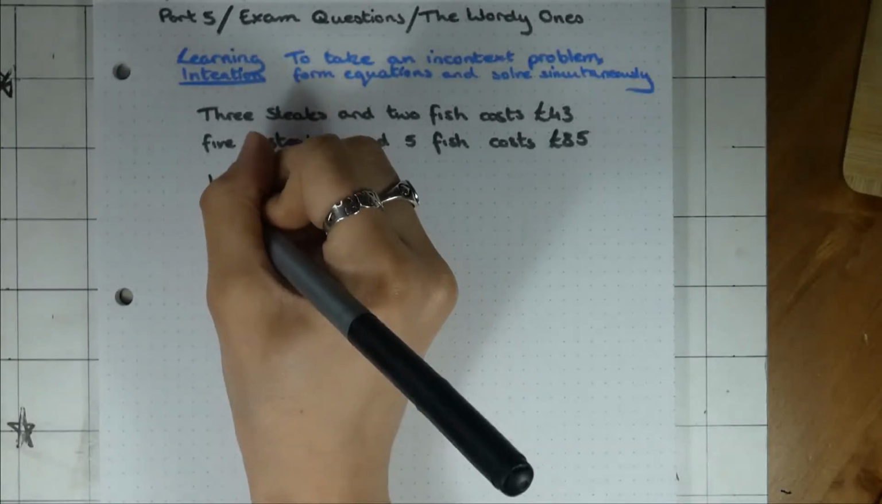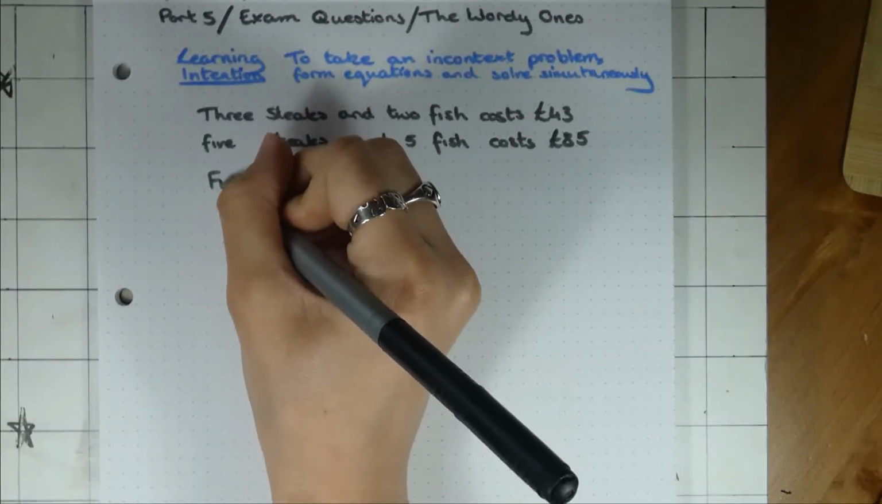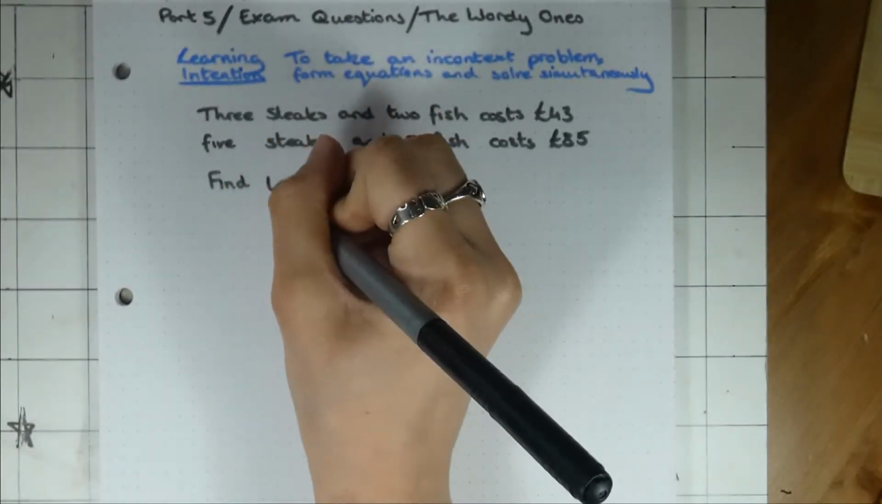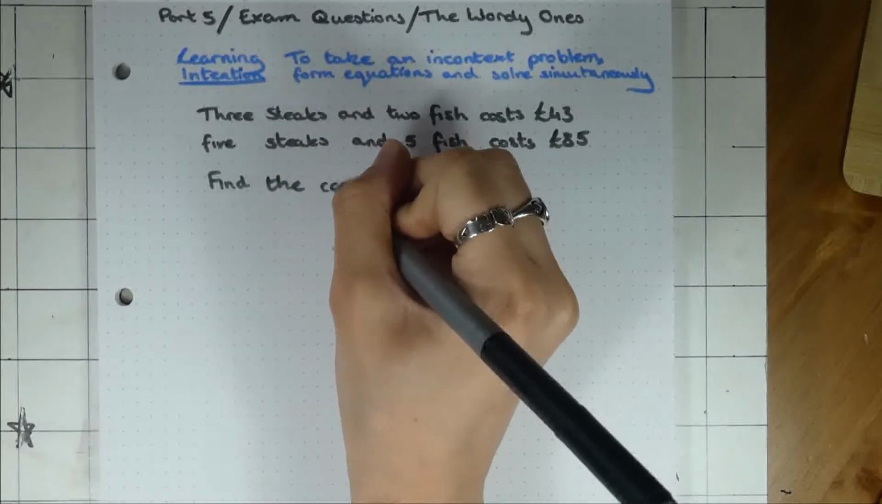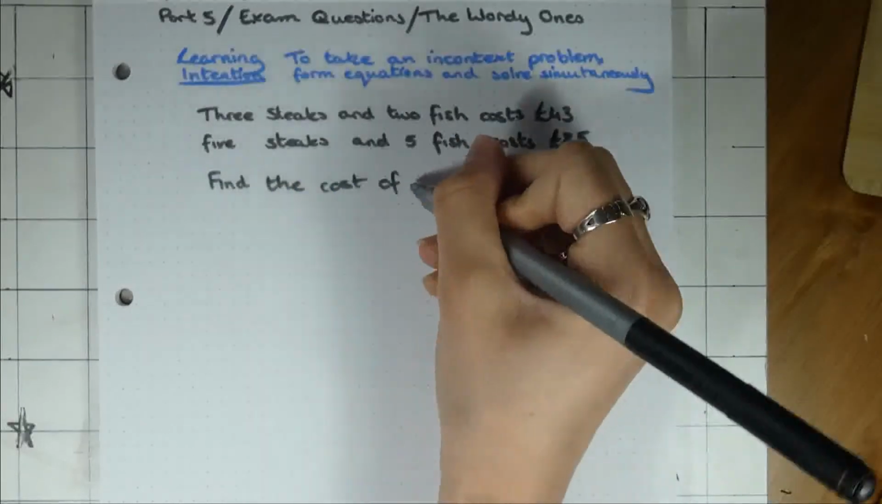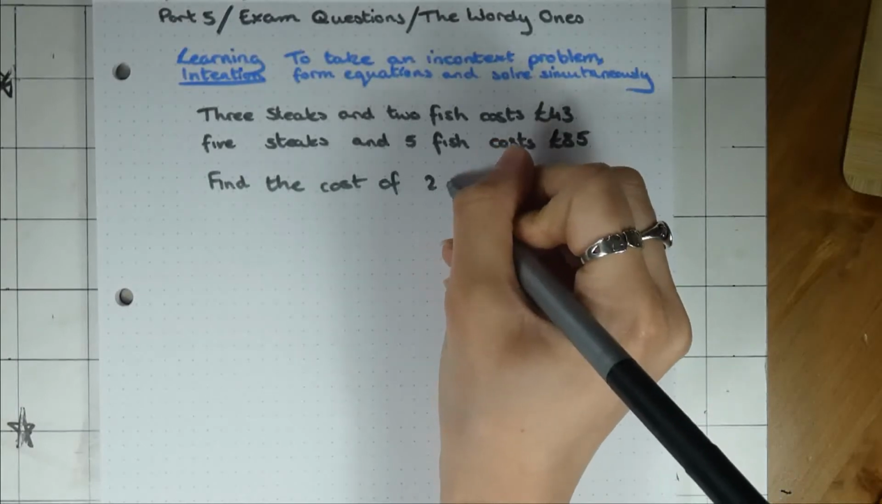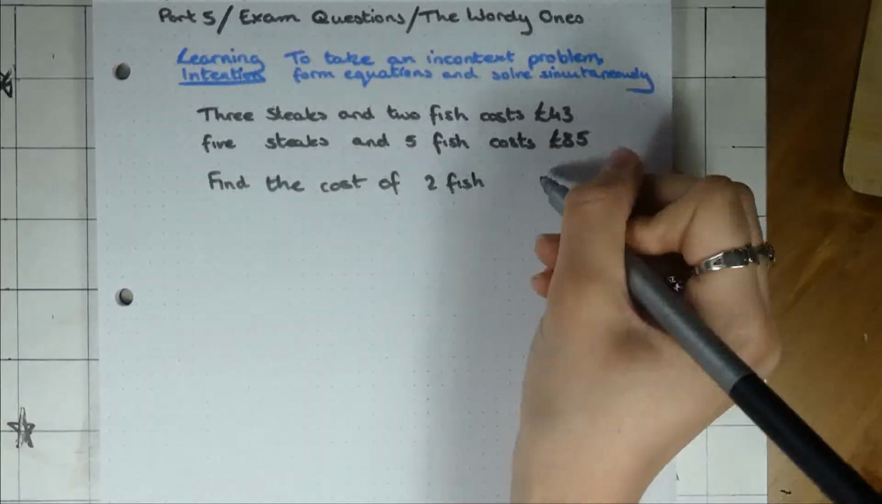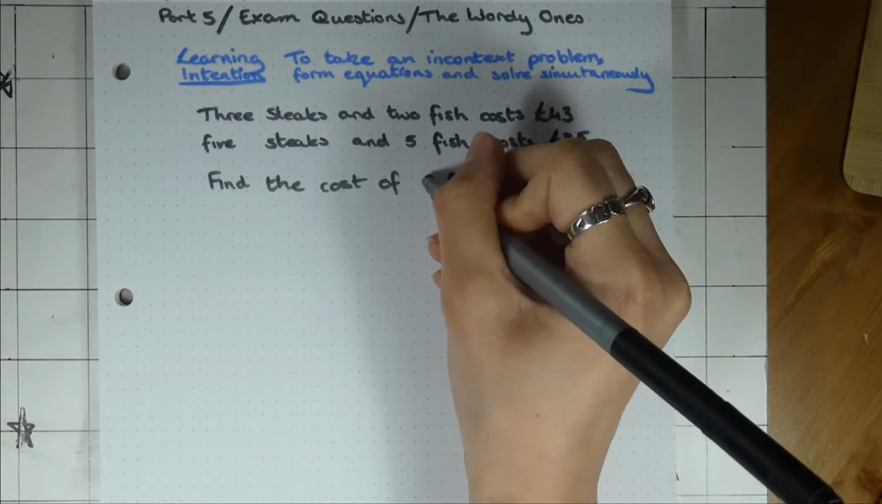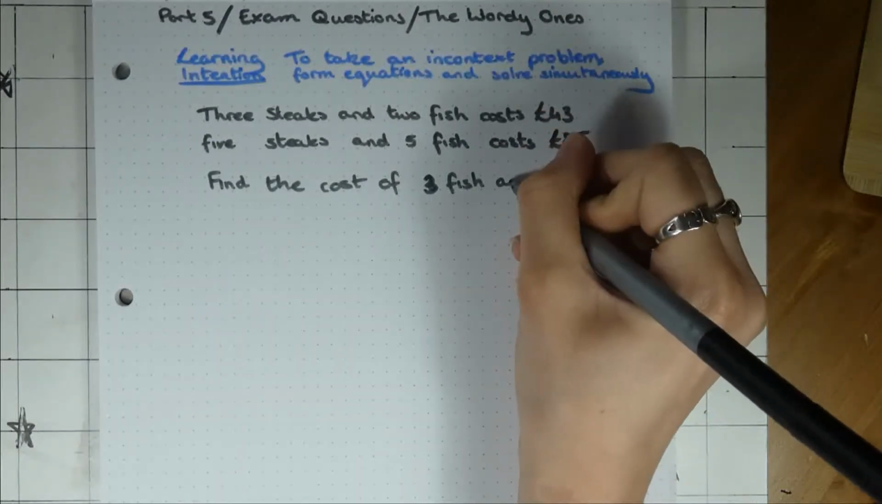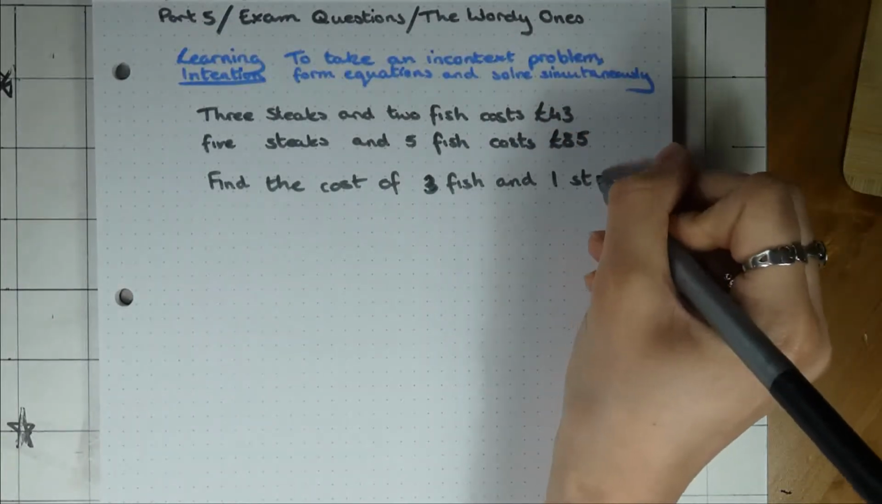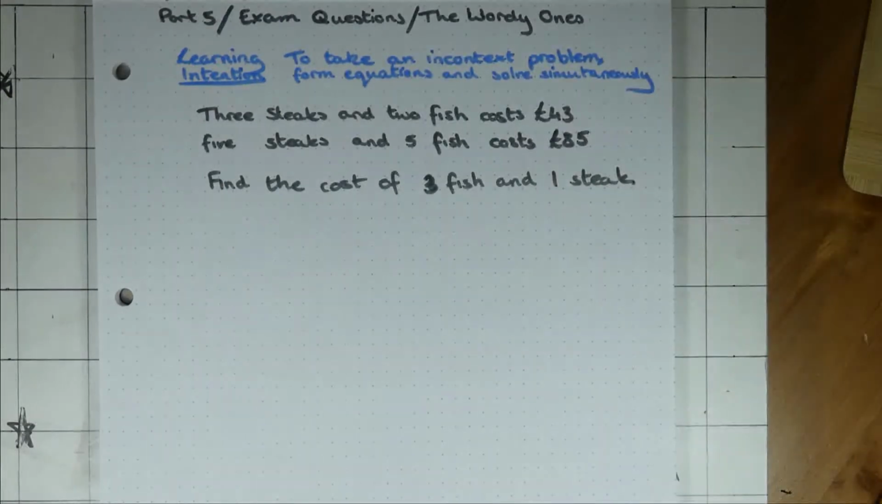So you'll get given a couple of statements and then you'll be told to find the cost of 2 fish, or 3 fish and 1 steak. Okay? And obviously before you can calculate the total cost, you're going to have to find out the cost for one of them.